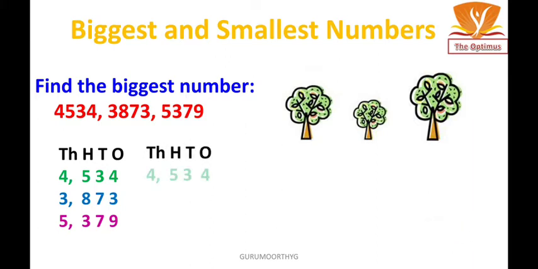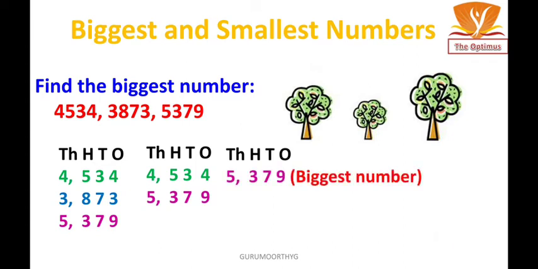3873. The remaining numbers are 4534 and 5379. After that we compare these two numbers to find which one is bigger. Again we compare the thousands place. The first number's thousands place is 4 and the second number's thousands place is 5. So among these two, 5 is the bigger number. Therefore, 5379 is the biggest number.